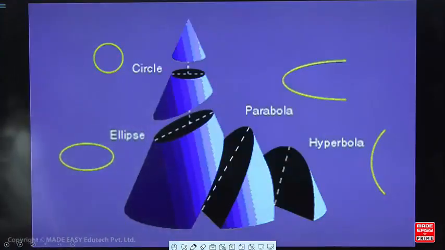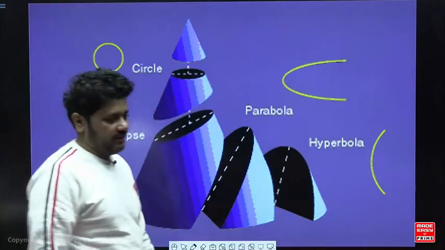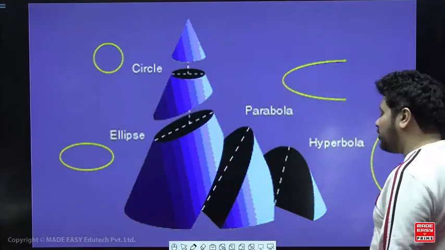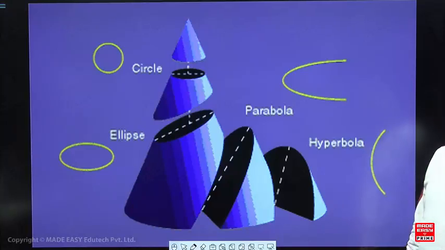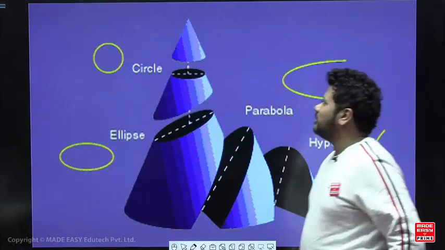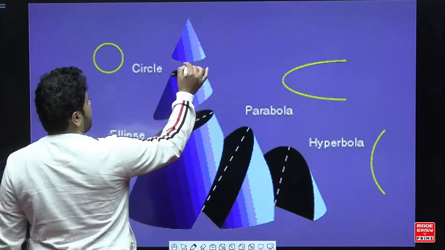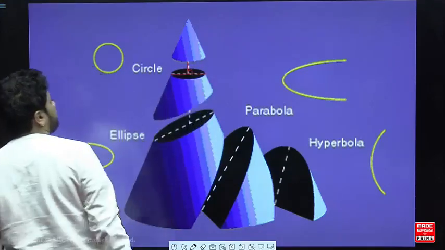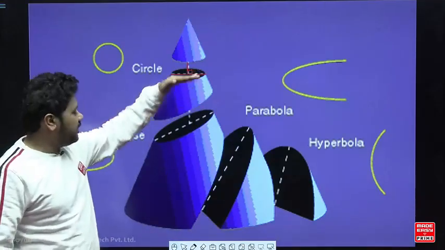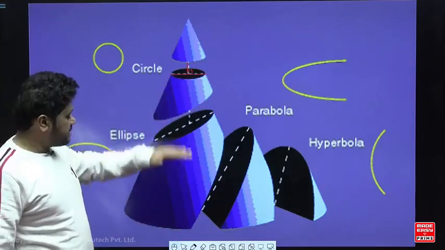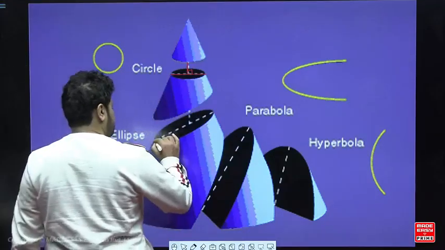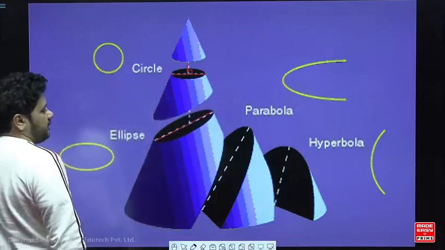In this particular diagram, you can see that a cone has been cut into various parts. This is called a conic section. Sectioning means cutting a cone into various parts. In this case there is a cone, and this is the axis. You can see very clearly that the cutting plane is cutting it exactly parallel to the base, right? So this cutting plane is parallel to the base, and the shape you get is called a circle. Similarly, if the cutting plane makes a certain angle with the axis, right?